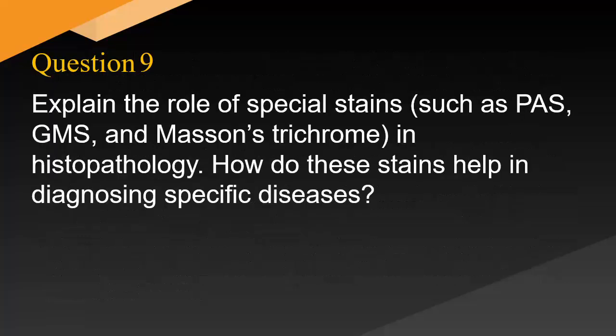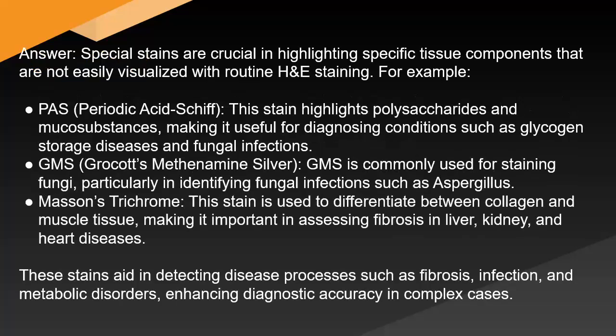Explain the role of special stains such as PAS, GMS, and Masson's trichrome in histopathology. How do these stains help in diagnosing specific diseases? Answer. Special stains are crucial in highlighting specific tissue components that are not easily visualized with routine H&E staining.